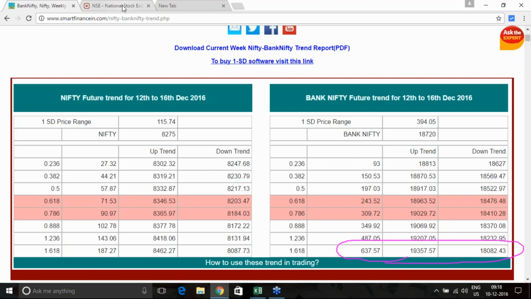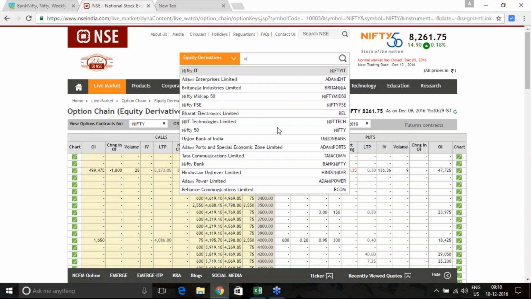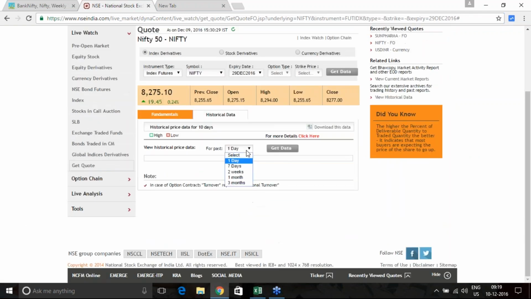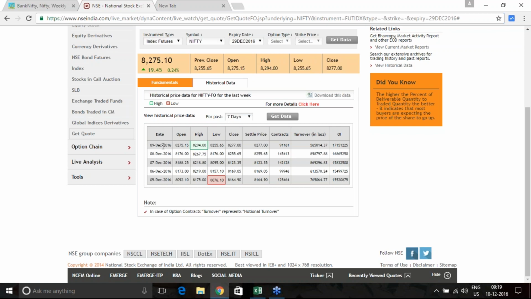And last week's trend, if you look into it, last week was a very troubled week for the traders. Trend has reversed, and again it has given a breakout. If I go to the Nifty and look at the historic data from 5th to 9th, you can find that it opened at the 8092 level and went till 8175, settled at 8164. And 8076 was the low.